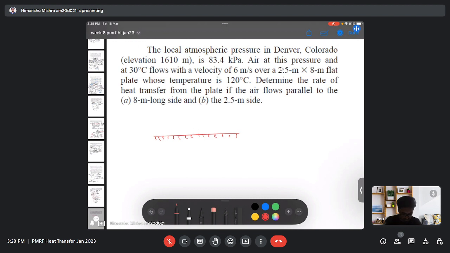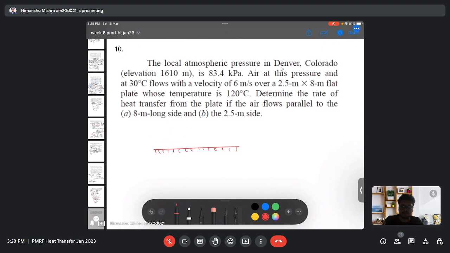The question says that the local atmospheric pressure in Denver, Colorado is 83.4 kilopascal. Air at this pressure and 30 degrees Celsius flows with a velocity of 6 meter per second over a given dimension of a plate whose temperature is 120 degrees Celsius. Determine the rate of heat transfer from the plate if the air flows parallel to the 8 meter long side and the 2.5 meter side.